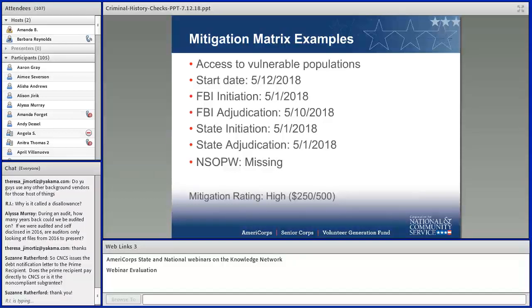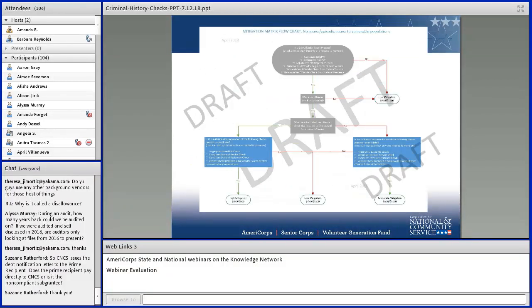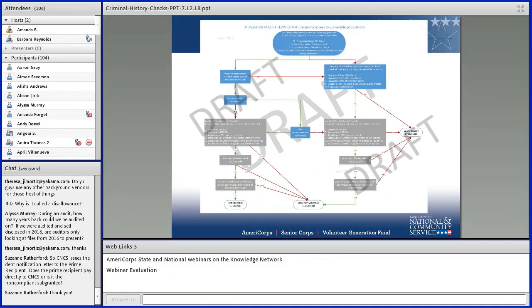But basically, the start date is going to be 5/12/2018. FBI was initiated and adjudicated before the start date. The state was also initiated and adjudicated before the start date, but the NSOPW was missing. So what do we do? How do we get the mitigation rating from this? So we're going to go to recurring access to vulnerable populations. I'm going to make our screen big again. And let's look at this.